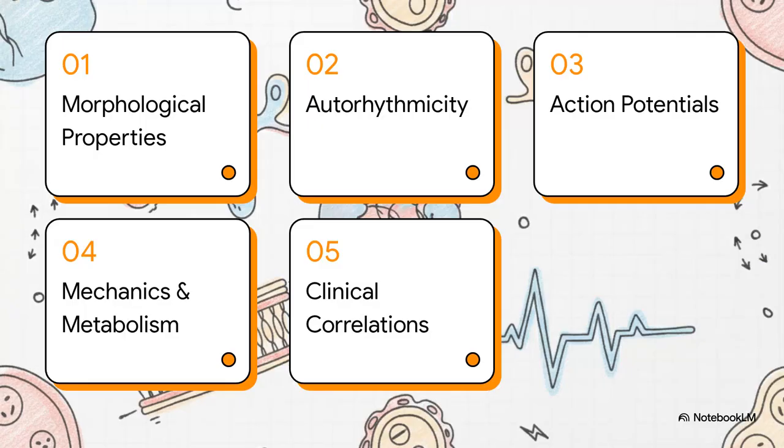Here's our roadmap for this explainer. First up, morphological properties. Second, autorhythmicity. Third, conductivity and action potentials. Fourth, mechanical and metabolic properties. And finally, we'll wrap up with clinical correlations.